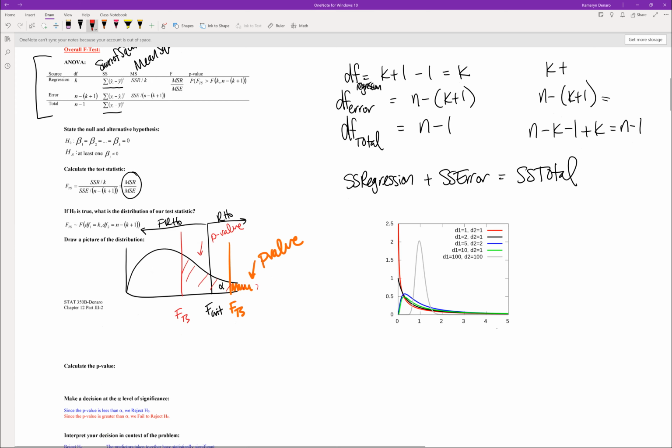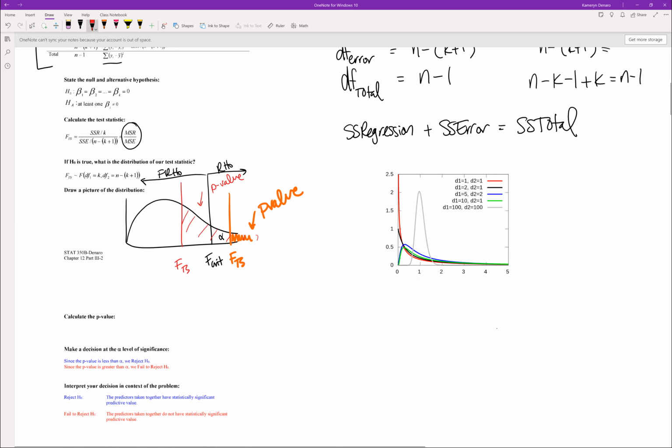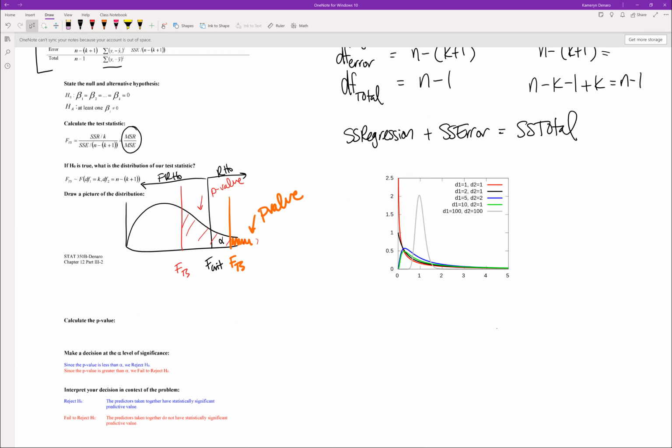So as we're used to, we could say if your p-value is less than alpha, we're going to reject H0, right? And we're going to end up saying that at least one of the beta j's does not equal 0. Similarly, if we're doing this in the context of the problem, we can say these predictors taken together have statistically significant predictive value on the outcome variable.